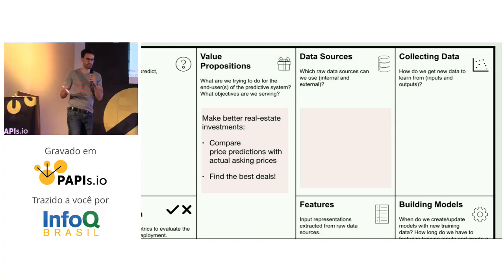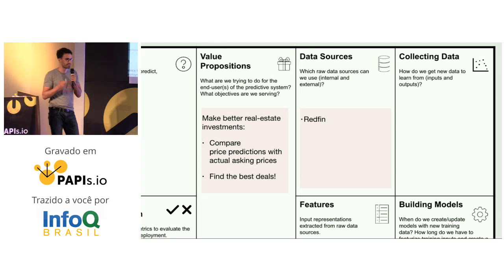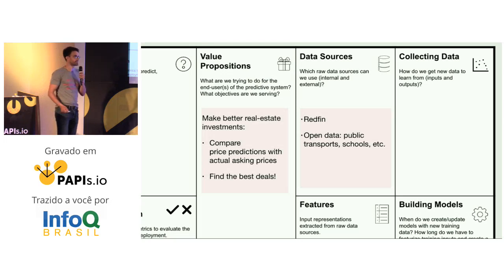Maybe you would want to scrape data from Zillow, or the example that Paul had was Redfin, I think, which has a feature to export data in a very convenient way. And then maybe you also want to use open data, like data about public transport or schools. Some of it is open data. So that's an external data source.